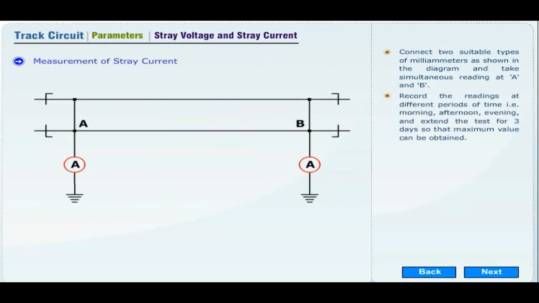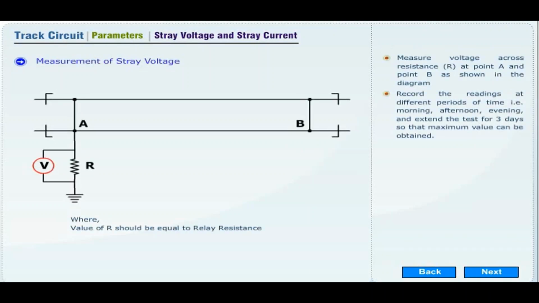Measurement of stray current. Connect two suitable types of milliammeters as shown in the diagram and take simultaneous readings at A and B. Record the readings at different periods of time, that is, morning, afternoon, evening, and extend the test for 3 days so that maximum value can be obtained.